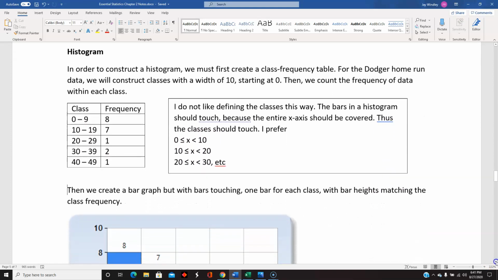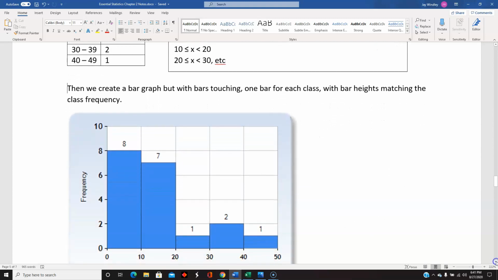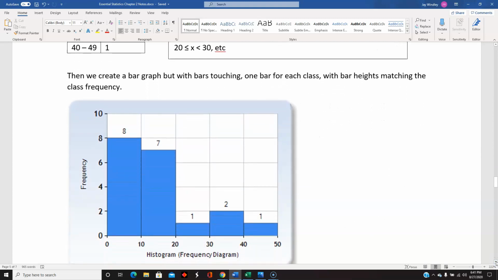So now we create a bar graph, but this time with the bars touching, and still the height of the bar matching the frequency within each class. So from 40 to 49, we had one player that hit somewhere between 40 and 49 home runs, and that bar has a height of 1. So that's what a regular frequency histogram would look like.